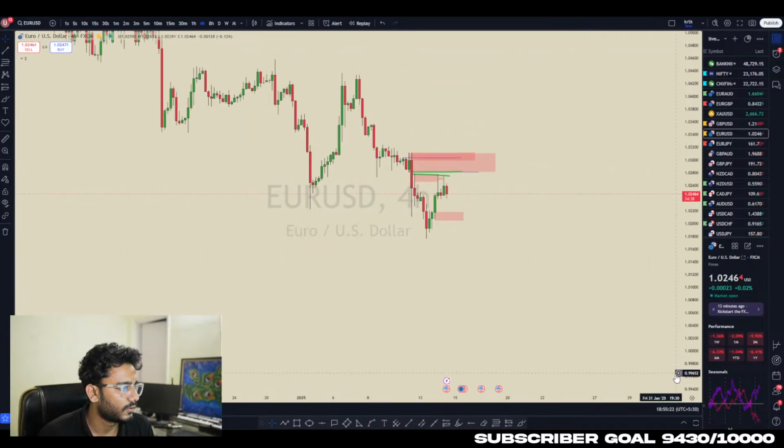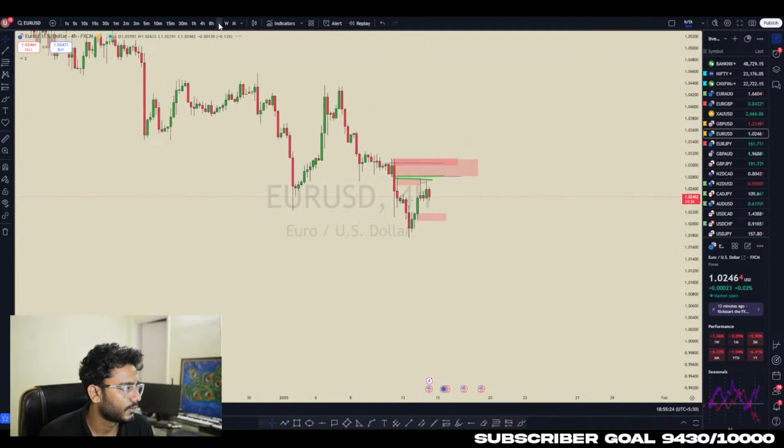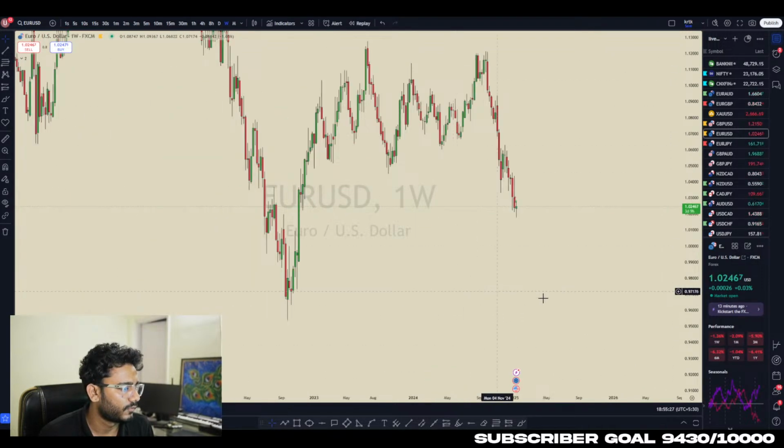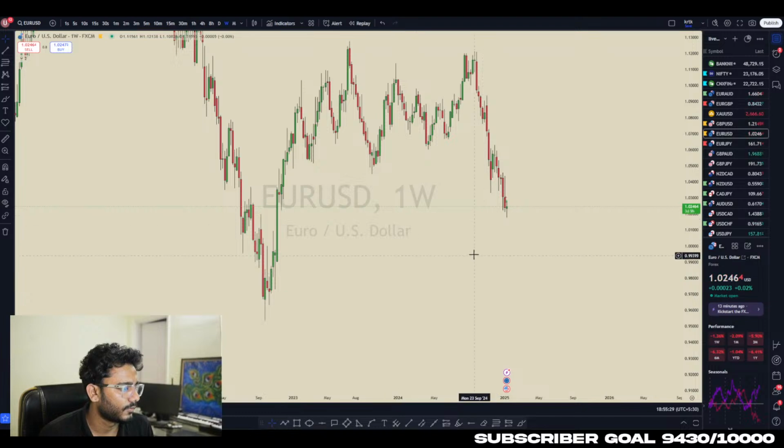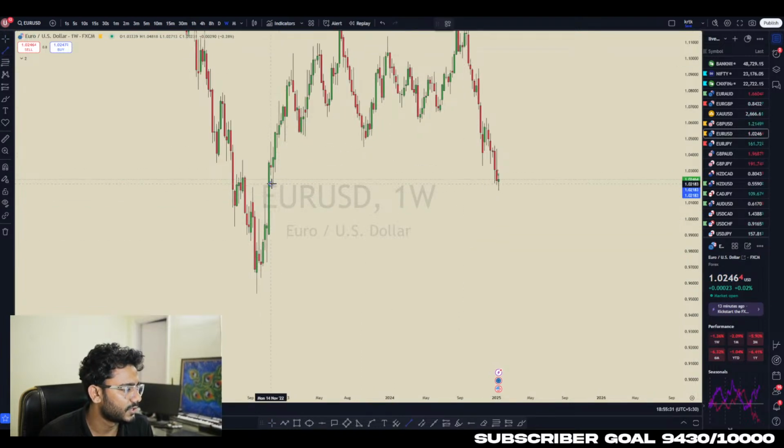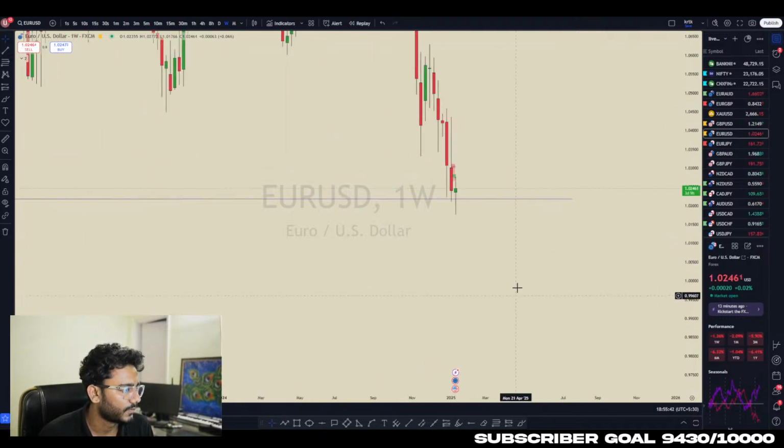So on the 4 hour, we can see... let's look at the daily. We can see there is an FVG here, and if we mark this FVG around, we have a full point, like 0.50% here. So price can continue lower.